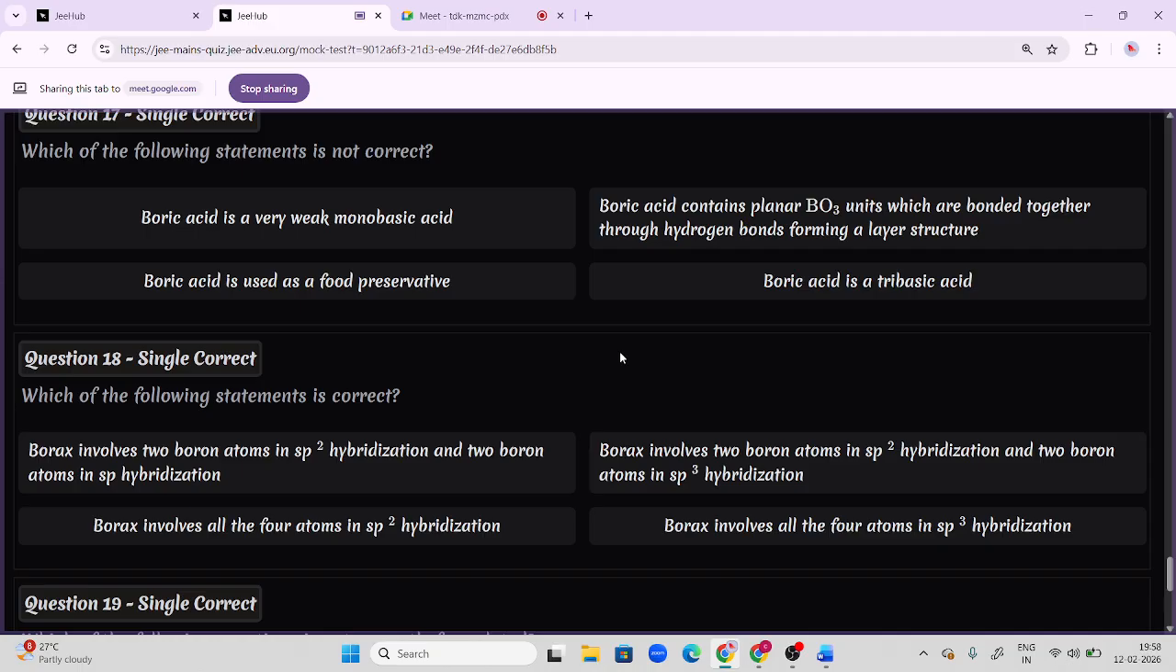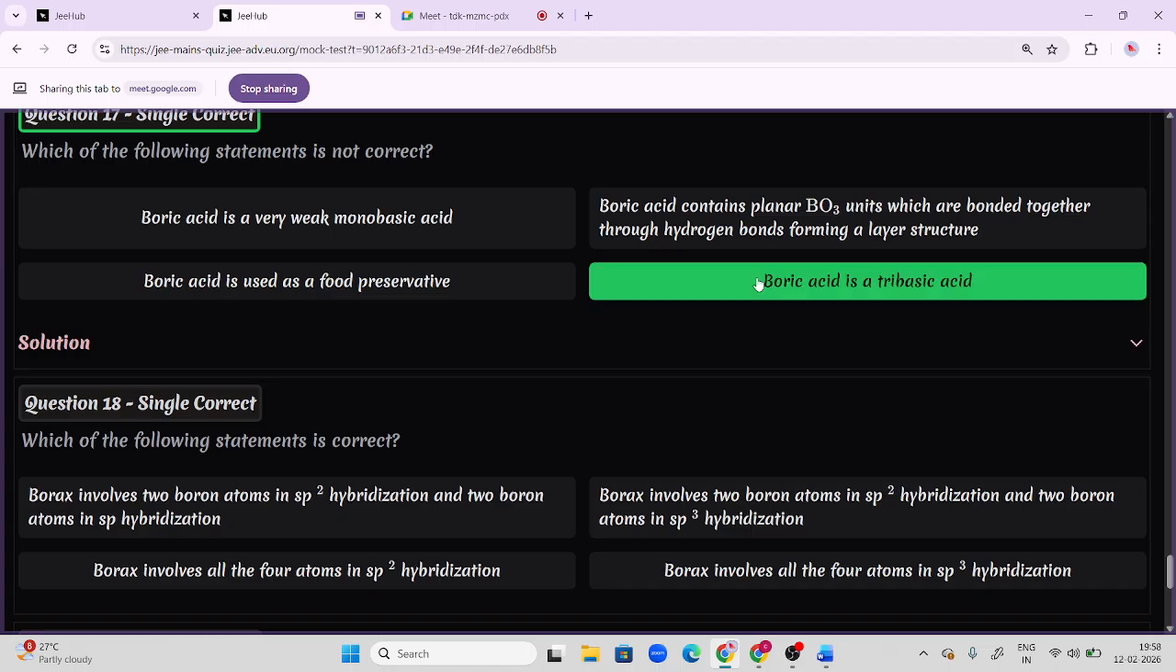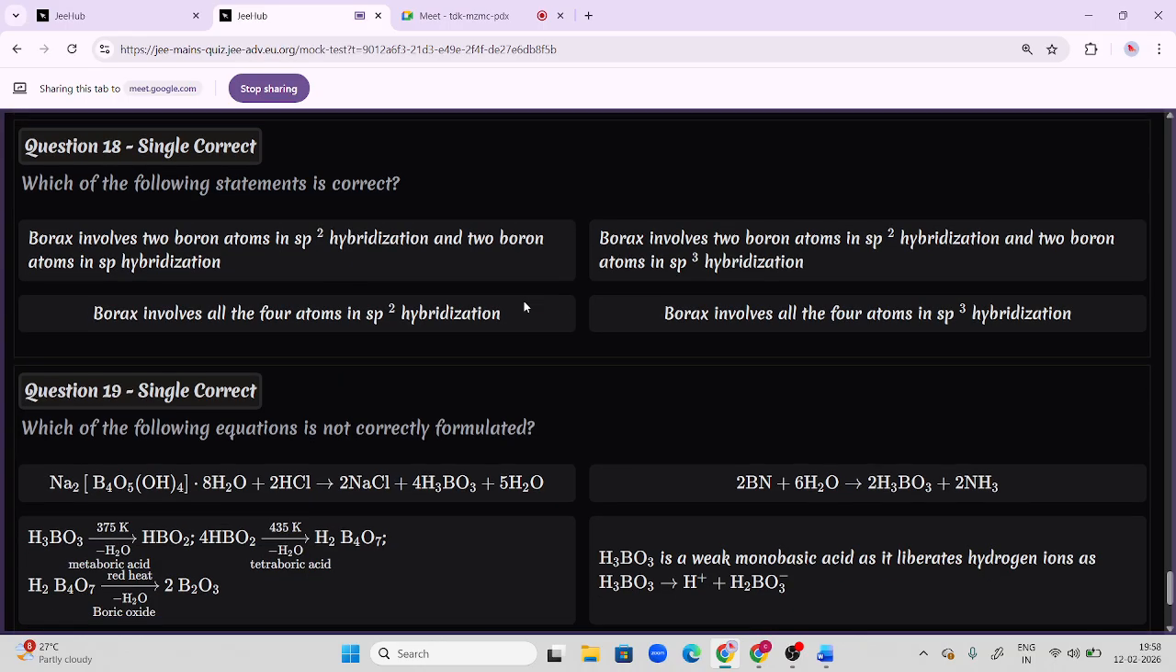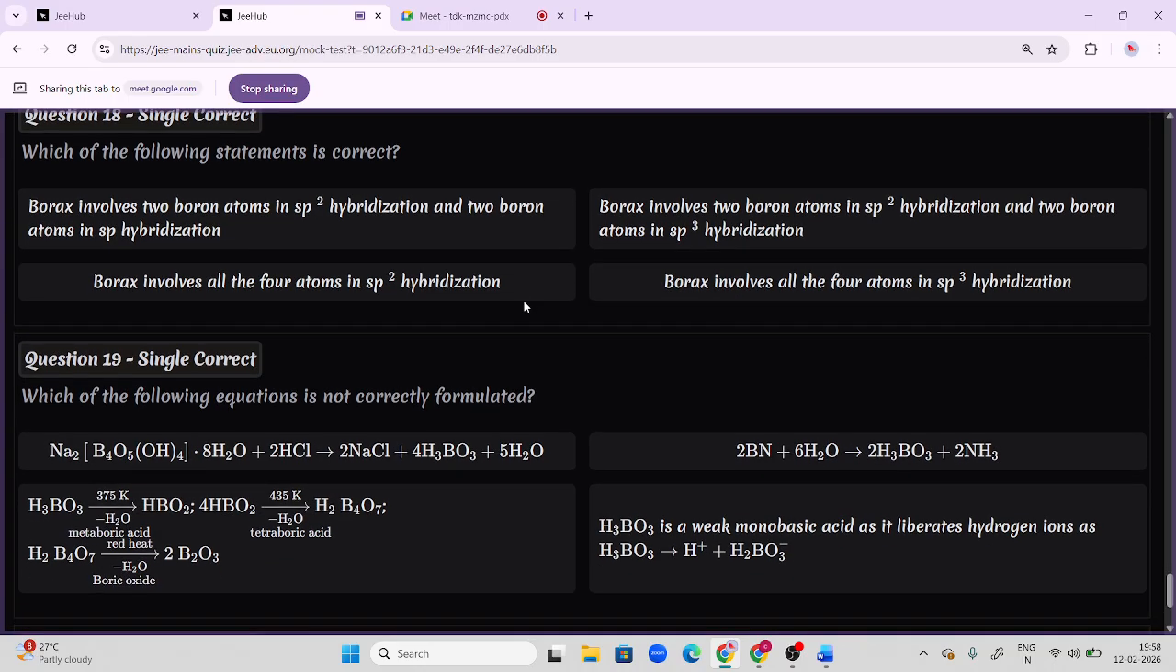Fourth option, ma'am. Very good. Because we just now learned boric acid is a monobasic acid, that means we can learn other 3 options here. Boric acid is used as a food preservative. That is a note added point that you have to remember. Other than that, as I told you, they form layered structure here through hydrogen bonding. It is a weak monobasic acid. Yes, next one.